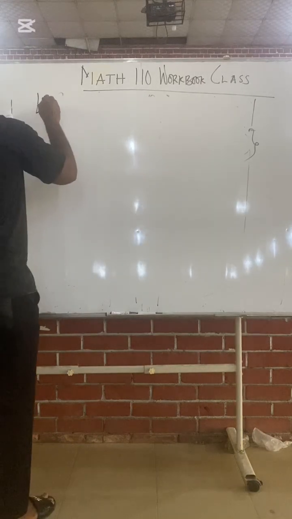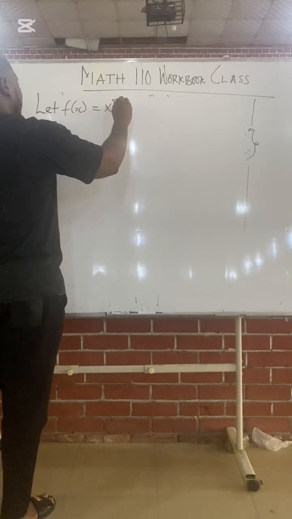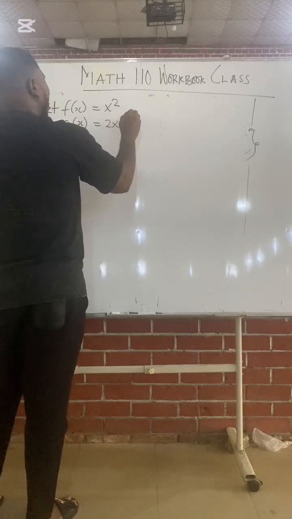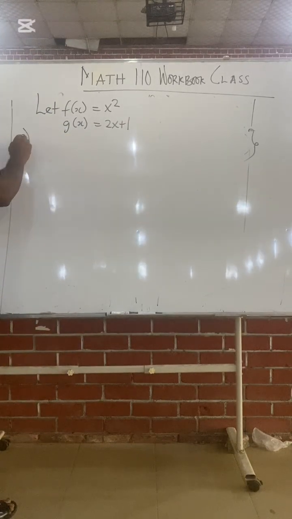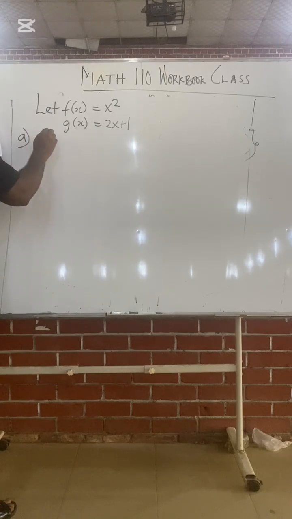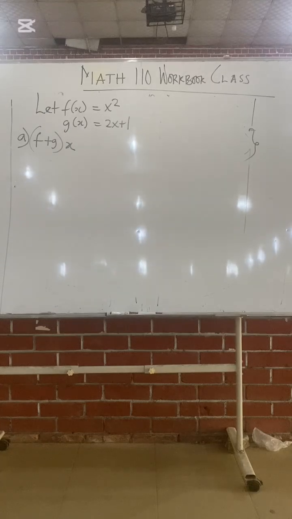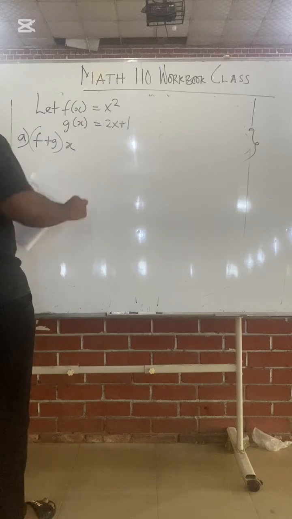They say let f of x be equal to x squared, g of x be equal to 2x plus 1, be two real functions. A, find f plus g of x. Class, we are simply asked to add up the two functions. f plus g of x is simply add up f of x to g of x.